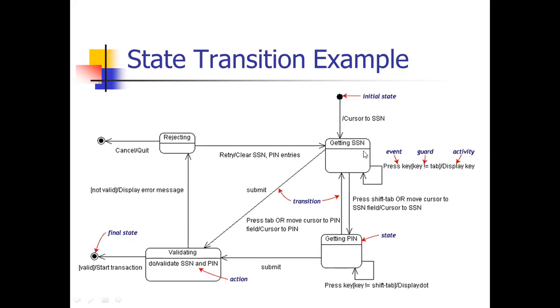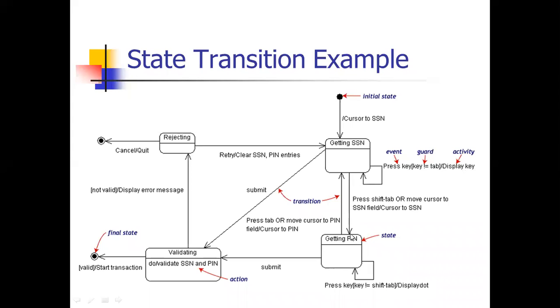Here you can see the event getting ssn. This is the self transition. Press key is the event, and here you can see the guard condition, that key is not equal to tab. Then perform the activity like display key. This is the condition while transiting with that transition. A transition contains an event, then a condition and an action. So that self transition contains the event press key, the guard condition key is not equal to tab, and the action, that is display the key.